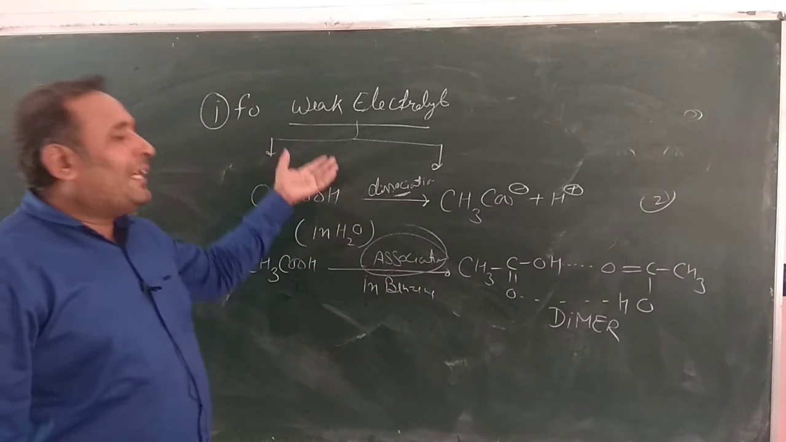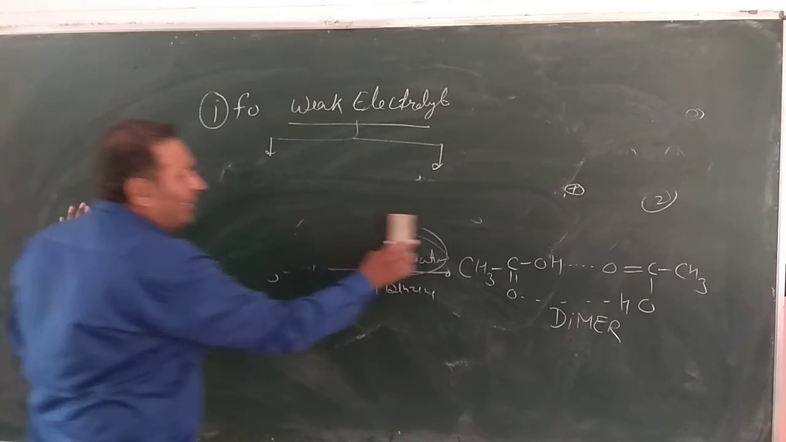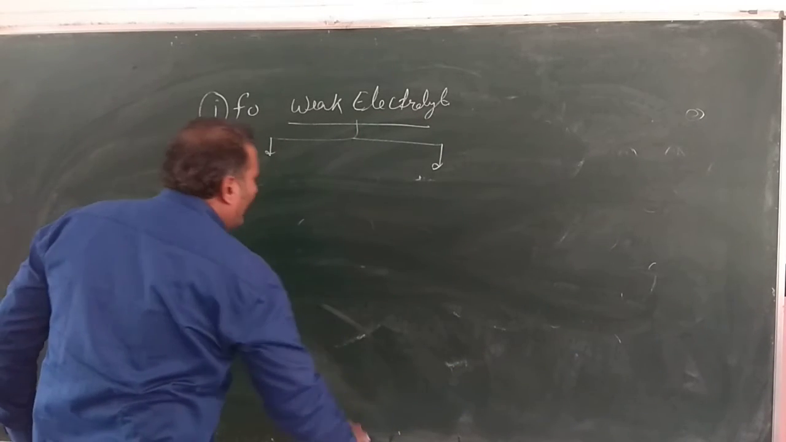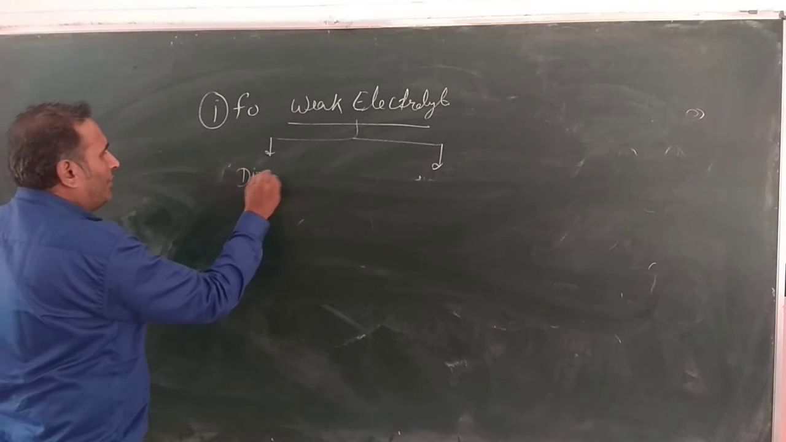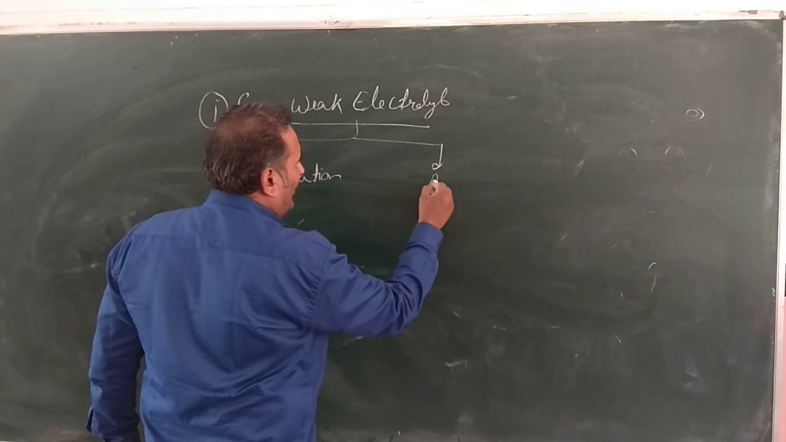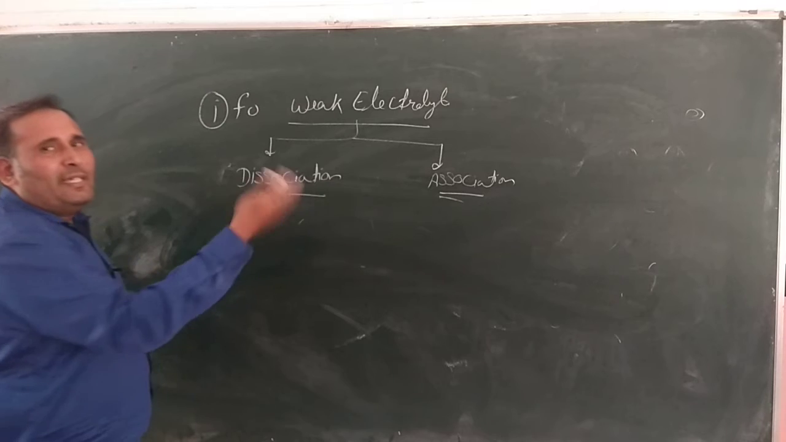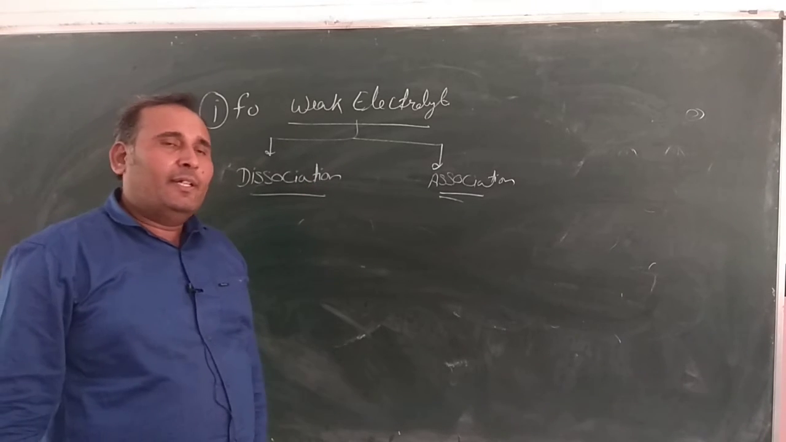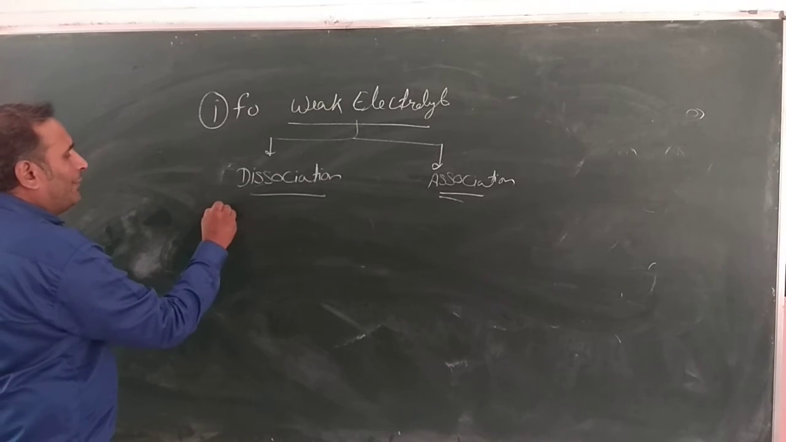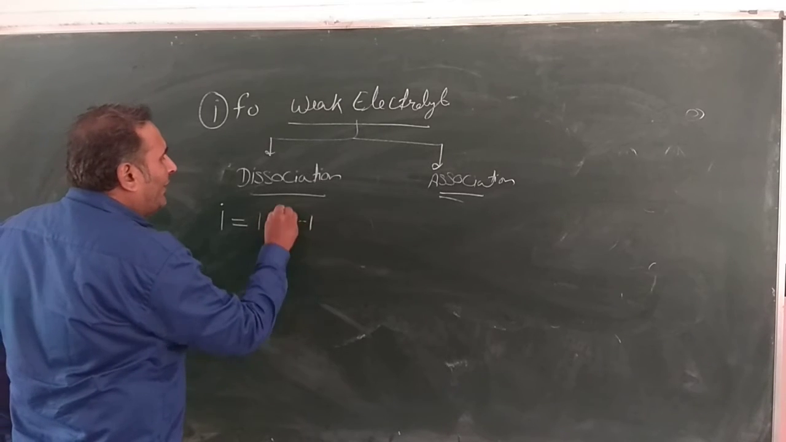So we can say for weak electrolyte there may be two cases. One case is of dissociation and second one is the case of association. So suppose for dissociation, and there is another case, that is association case. So we have to observe first of all whether the weak electrolyte is dissociated or associated. So suppose it is dissociated, then we can calculate the van't Hoff factor by using a very simple formula, i is equal to 1 plus (n minus 1) into alpha.